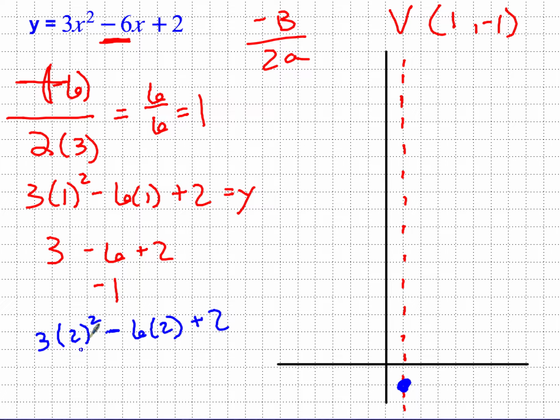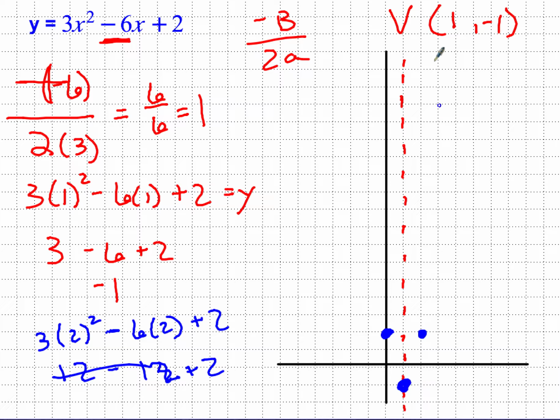Okay, 2 squared is 4 times 3 is 12. Minus 12 plus 2. And you'll notice the 12s cancel out, so I just get y as 2. So (1, 2). And it's going to be symmetrical on the other side.